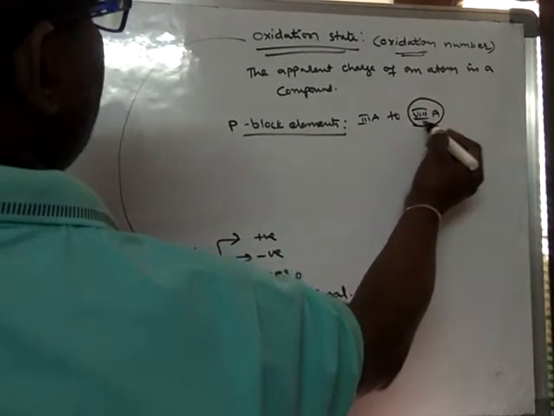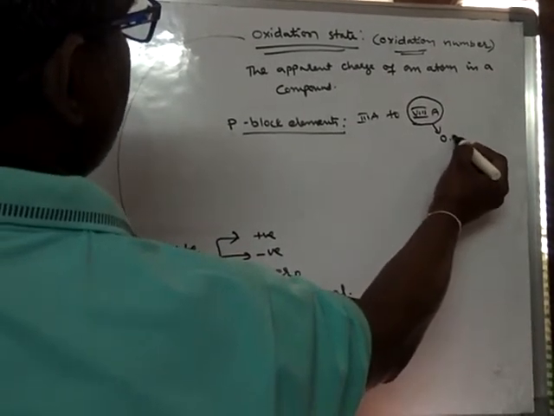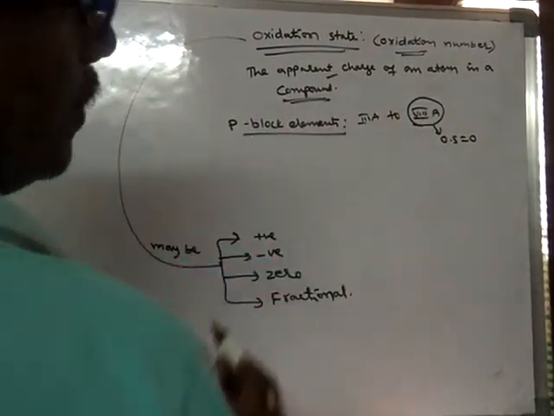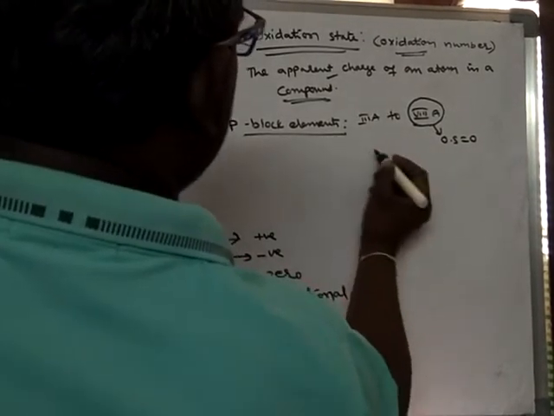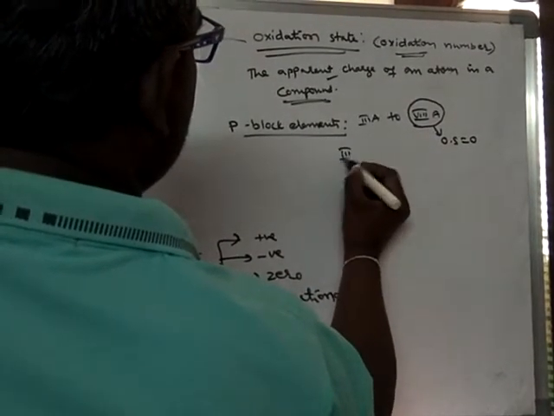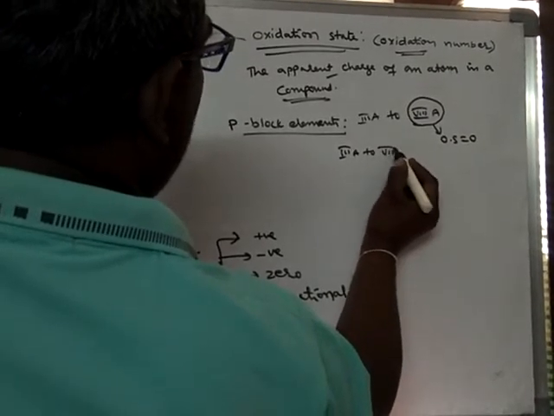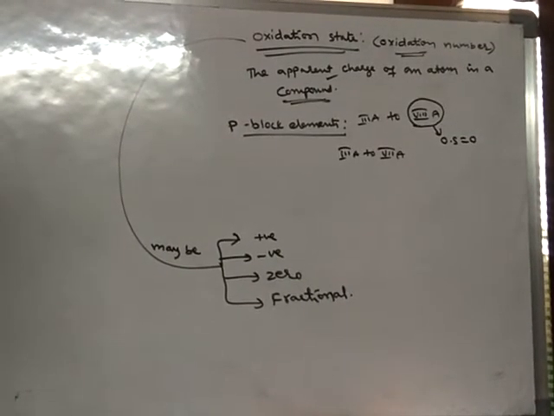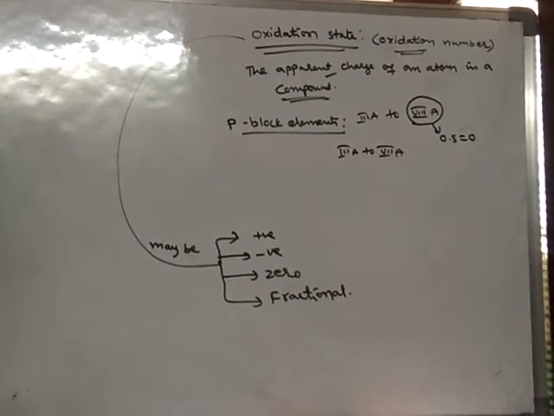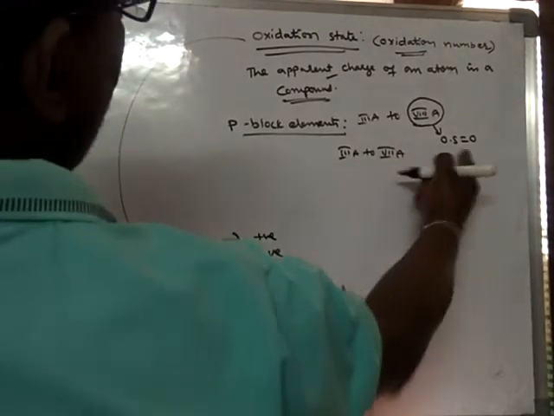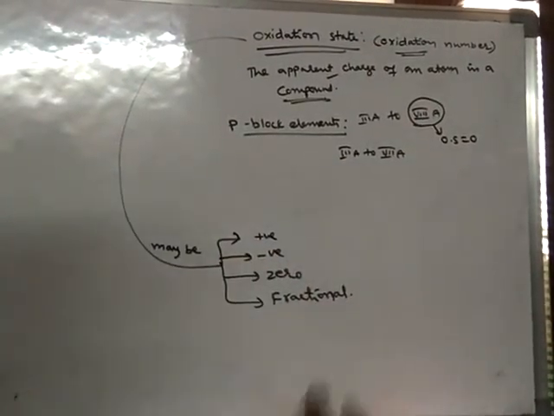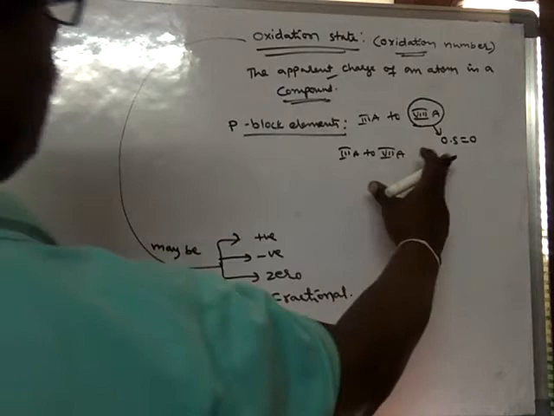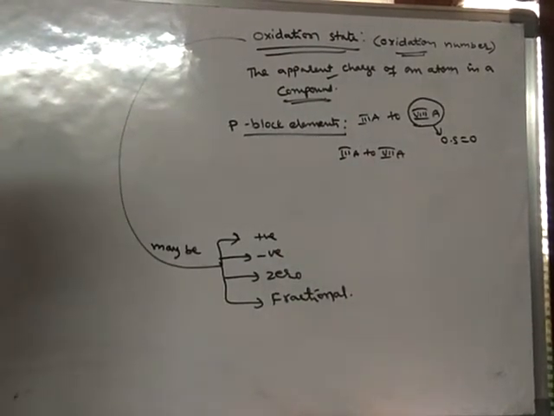For 8th A, the oxidation state is 0 always, because 8th A elements cannot form compounds. So generally for P block elements, we have to consider 3rd A to 7th A only. Even 8th A is also a P block element, but its oxidation state is 0, because 8th A group elements generally don't form compounds. That is why we generally mention the oxidation state of 8th A as 0.